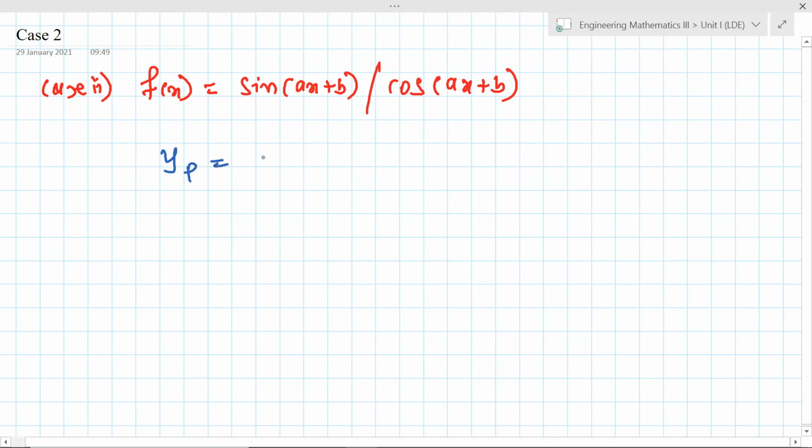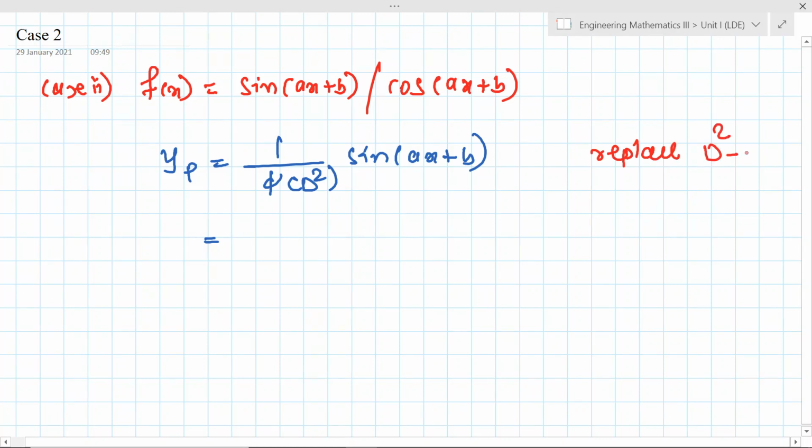So what is my yp in this case? Yp is equal to 1 upon phi of D square into sine of ax plus b. Now what we are doing here, we replace D square by minus a square. Understand it properly. We are only replacing D square. If a single D is there, don't try to replace it. Just try to obtain D square in the denominator. If D square is there, then we have to replace it by minus a square.